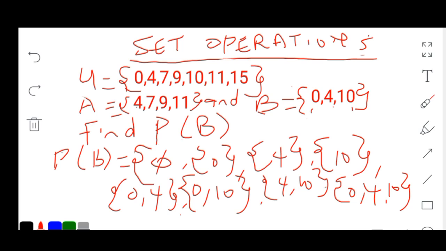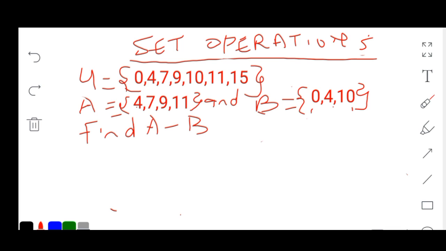So these are the power sets of B. We are only picking from B, so these are the possible combinations of B that you can join together. You can either have the empty set, you can have 0, you can have 4, you can have 10, you can have 0 and 4, you can have 0 and 10, you can have 4 and 10, you can have 0, 4 and 10. Just like you're finding combinations.